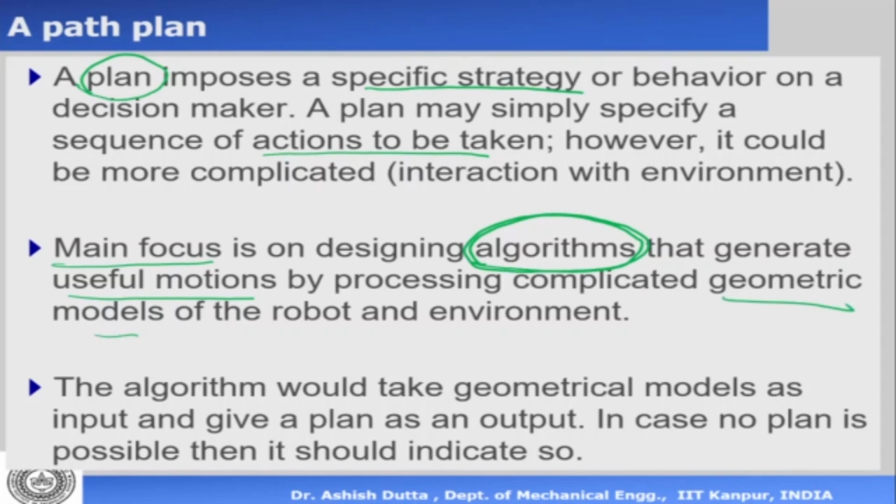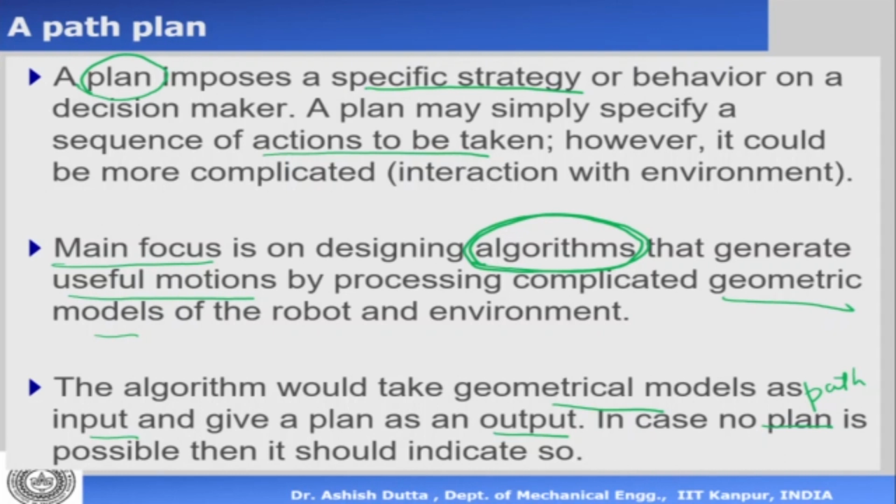Okay. For example, what kind of geometric models? For example, the shape of the robot, the shape of the objects, the shape of the workspace. That is the geometrical information that is there. And the algorithm will process this information and give you a path. So the algorithm would take geometrical models as input and give a plan as output. In case no path is possible, then it should indicate so.